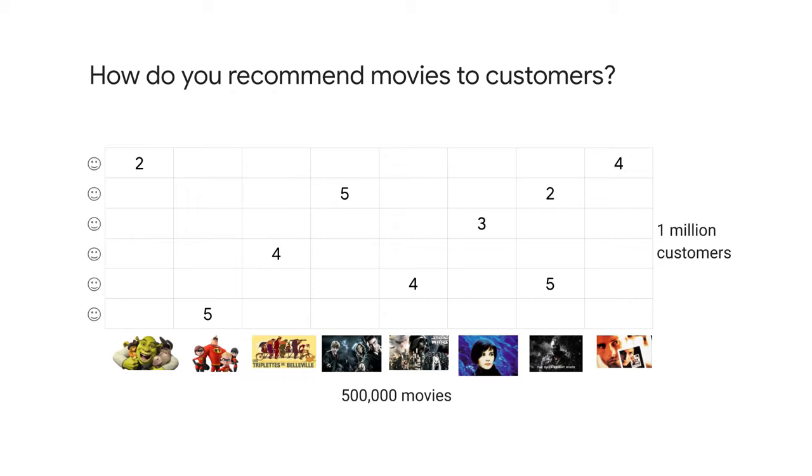YouTube and other Google properties have 1 billion users. For every user, our task is to recommend 5 to 10 movies. And we want to pick movies that they'll watch and rate highly. We need to do this for 1 million users, and each user is going to select from those 500,000 movies.